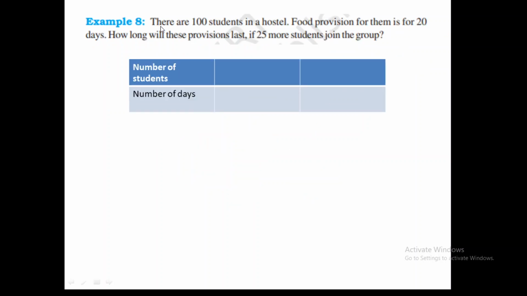Now we go for another question. There are 100 students in a hostel. Food provision for them is for 20 days. Then the question: how long will this provision last if 25 more students join the group? First we had only 100 students. Then they can have food for 20 days, right? But 25 more students join that group.